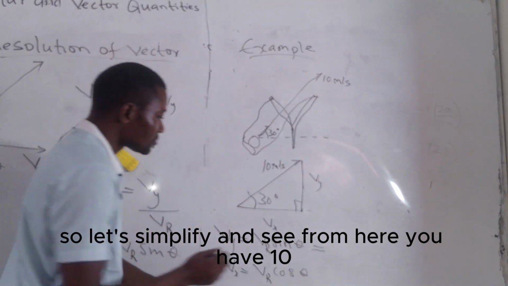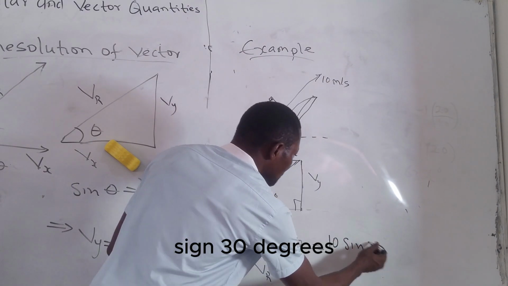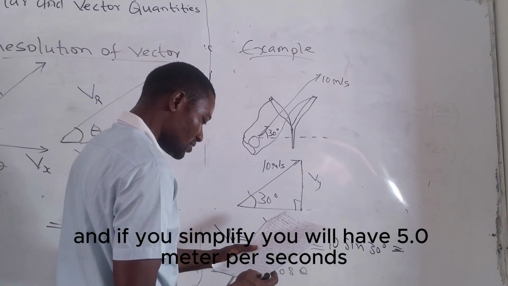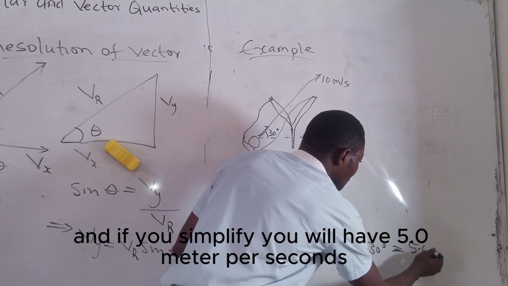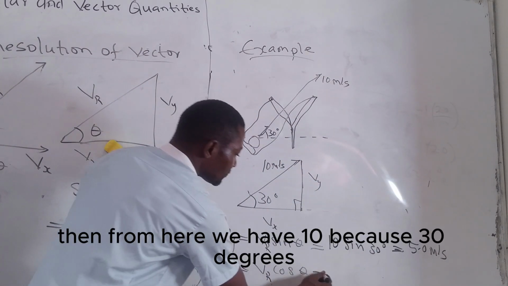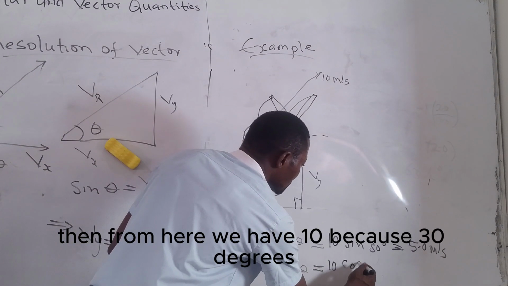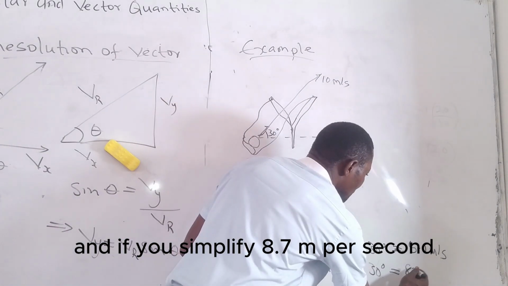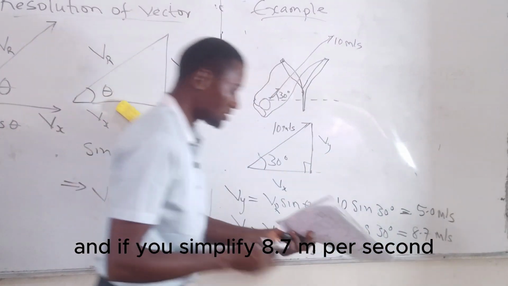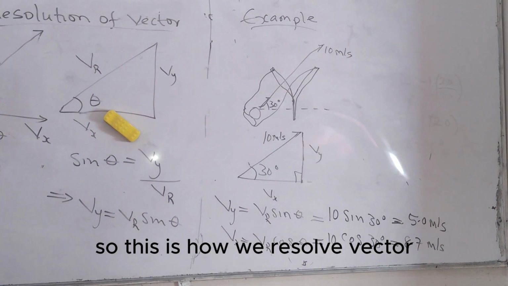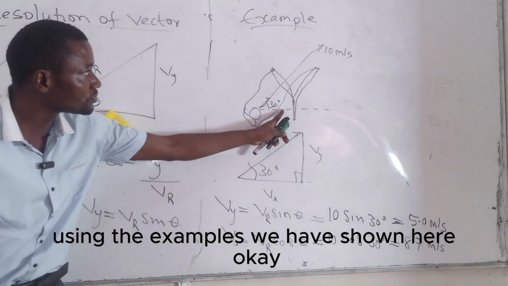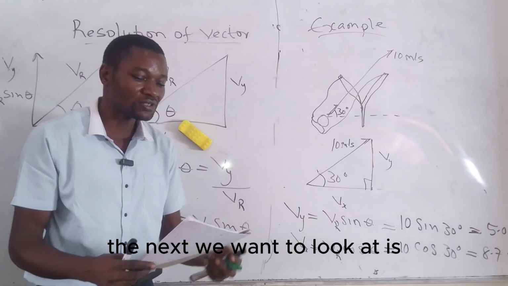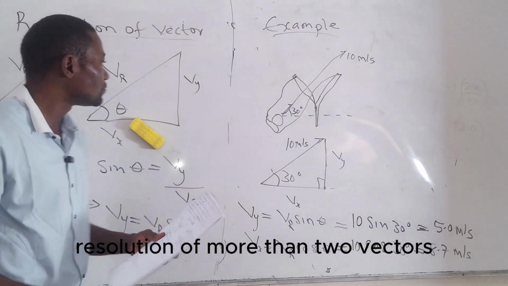So let's simplify and see. From here, you have 10 sine 30 degrees, and if you simplify, you will have 5.0 meters per second. Then we have 10 cos 30 degrees, and if you simplify, 8.7 meters per second. So this is how we resolve a vector, using the example we have shown here.